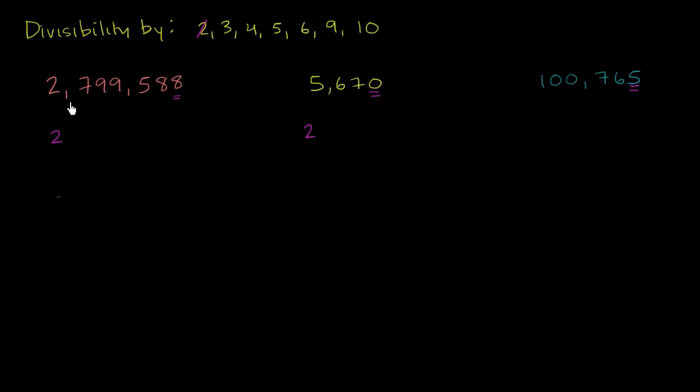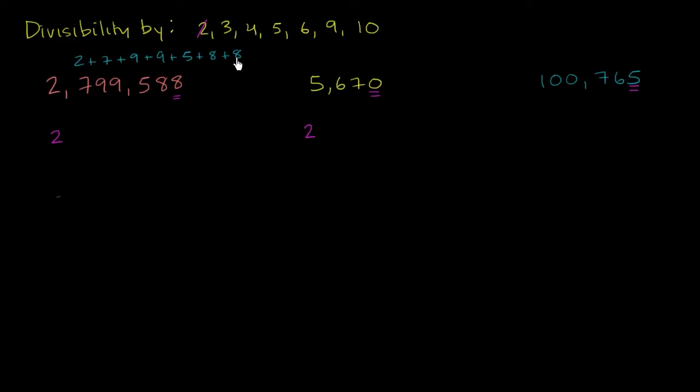To figure out if you're divisible by 3, you really just have to add up all the digits and figure out if the sum is divisible by 3. So let's do that. If I do 2 plus 7 plus 9 plus 9 plus 5 plus 8 plus 8, what's this going to be equal to? 2 plus 7 is 9. 9 plus 9 is 18, plus 9 is 27, plus 5 is 32, plus 8 is 40, plus 8 is 48, and 48 is divisible by 3.